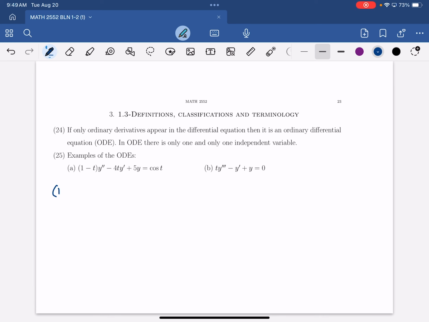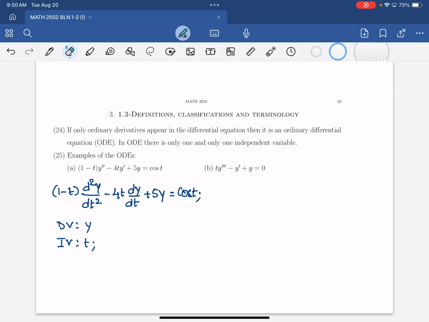So in this case, is this an example of an ODE? Yes, because I can write this as 1 minus t times d squared y dt squared minus 4t dy dt plus 5 times y is going to be cosine of t. So here the dependent variable is y. The independent variable is t, and the derivatives that I have are ordinary derivatives because the derivative is with respect to one independent variable t. And there is an equal sign in it, so it's an equation. So this is an ordinary differential equation, or ODE.